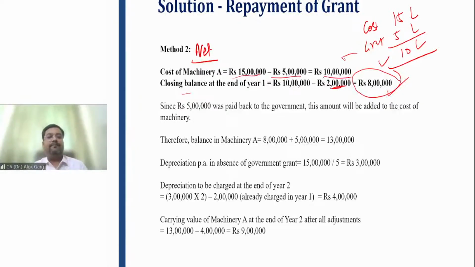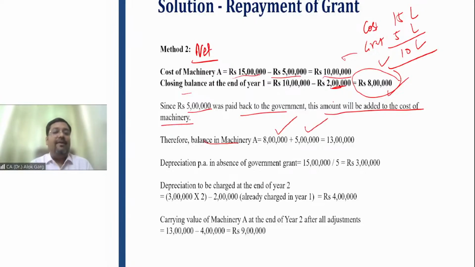Answer is yes. Since 5 lakh rupees was paid back to the government, this amount will be added to the cost of the machinery. So what is the balance of machinery? 8 lakh rupees carrying value at the end of the first year, 5 lakh rupees repaid, 13 lakh rupees is the value of the machinery.